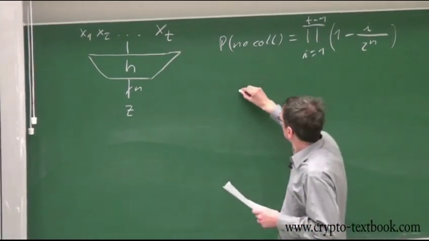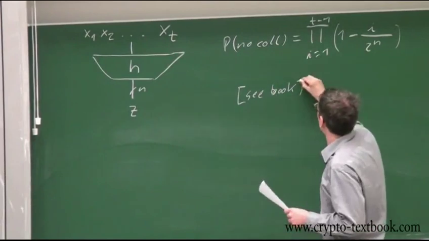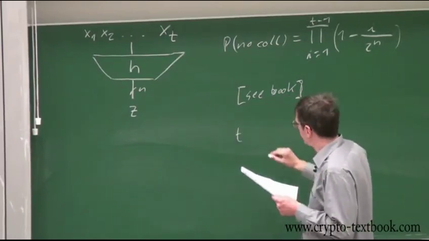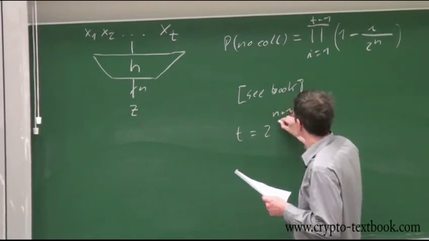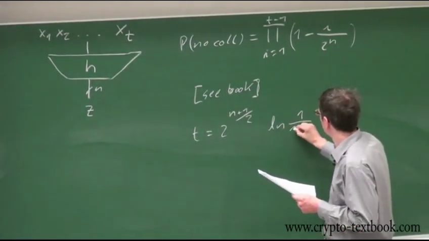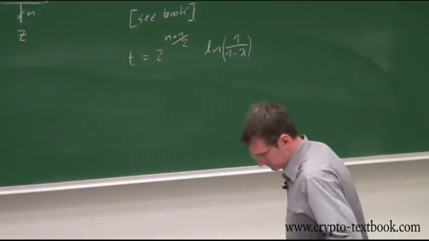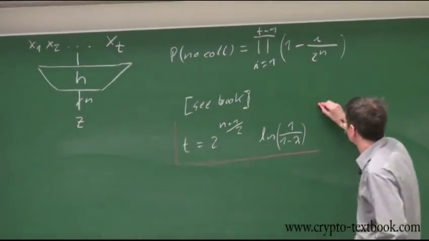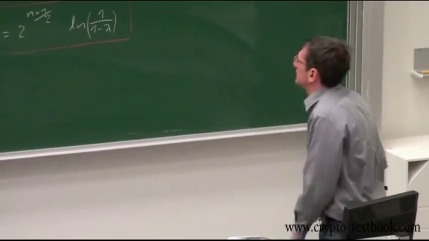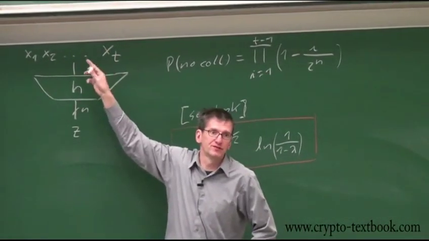Look in the book, and at the end you get the following very, very important formula. What does this formula tell us? This is the most important formula of the lecture. And first, what are the symbols? T is easy. T is the number of inputs you have to feed into the hash function.